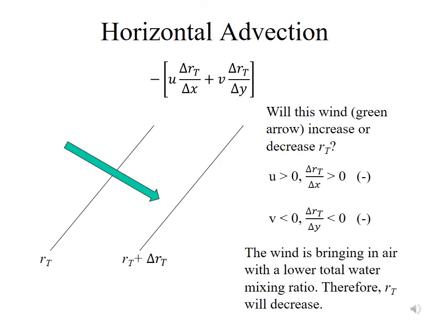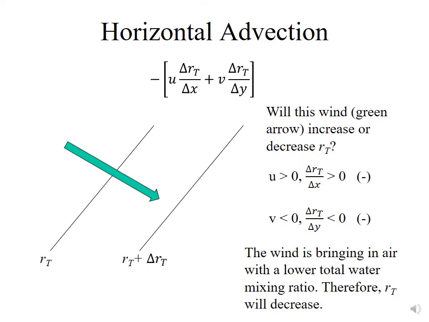Here we have the horizontal advection component of the total water storage equation. It looks very similar to the temperature advection that we had seen previously, essentially minus U delta RT over delta X, where delta RT over delta X is the east-west gradient of the total water mixing ratio, and U is our east-west wind. And then it would be minus V, which is our north-south wind, times the north-south gradient of the total water mixing ratio, delta RT over delta Y.